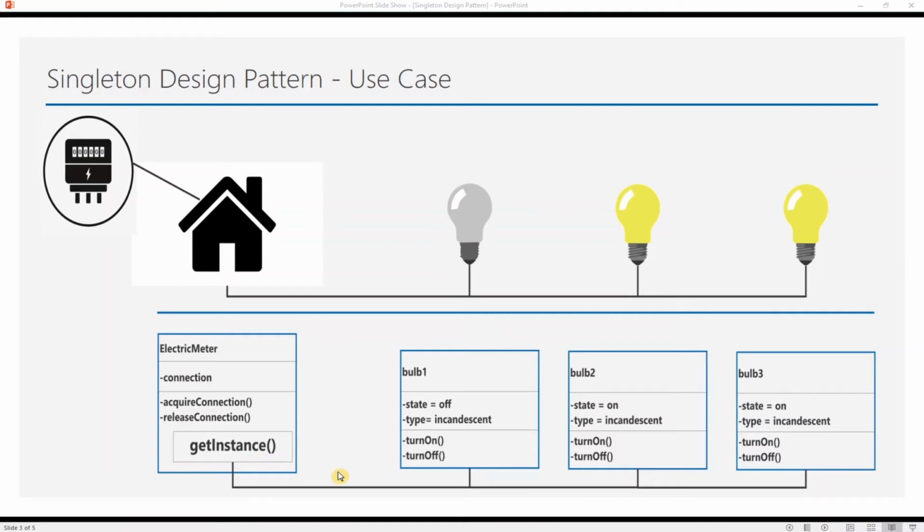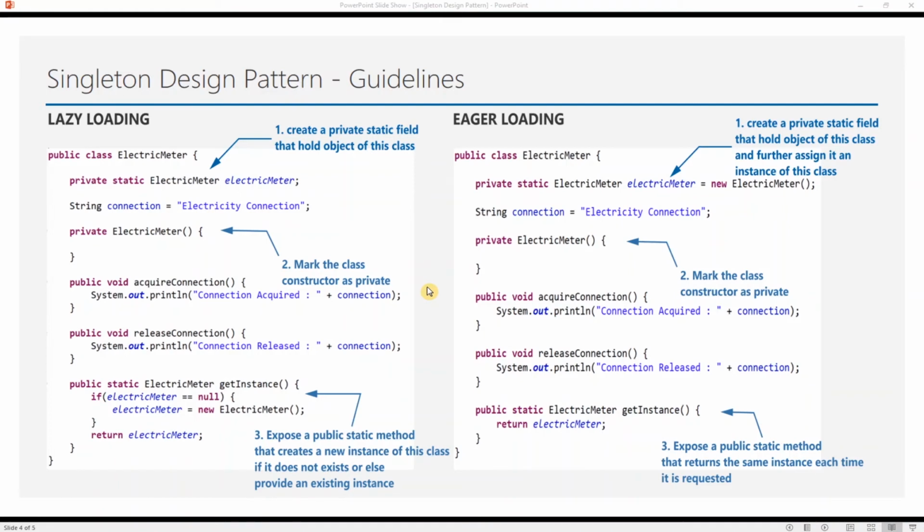Once the bulb instance gets hold of the electric meter instance, it goes on and calls the acquire connection method on the instance within its turn on method in order to consume power, and likewise the turn off method releases the connection using the instance's release connection method. The singleton design pattern guideline dictates that to make a class singleton, it should adhere to the rules set for this pattern. First, it should include a field to hold a reference to its only instance.